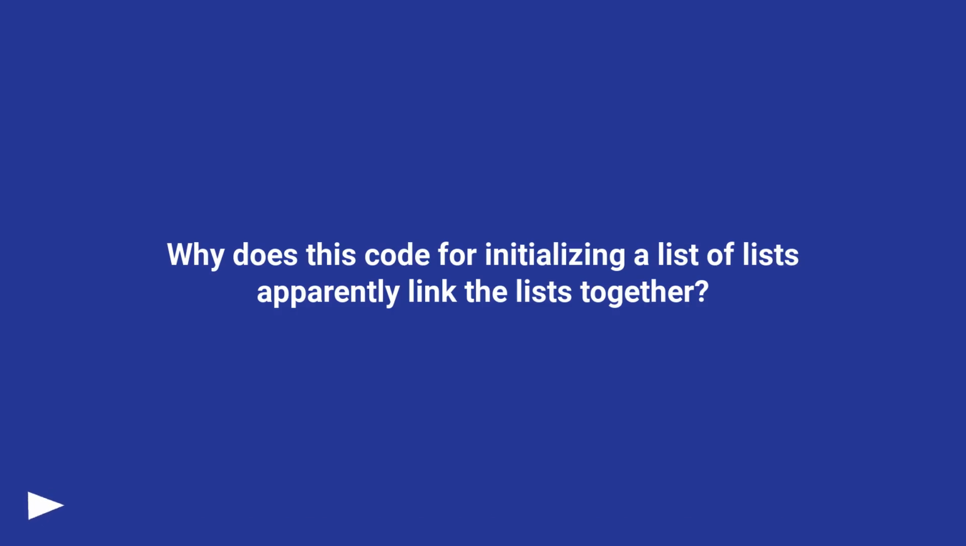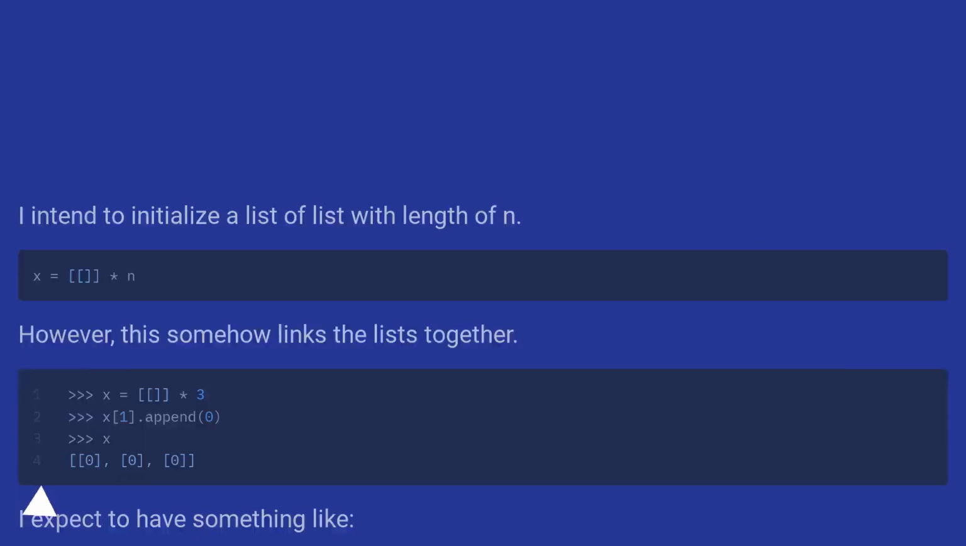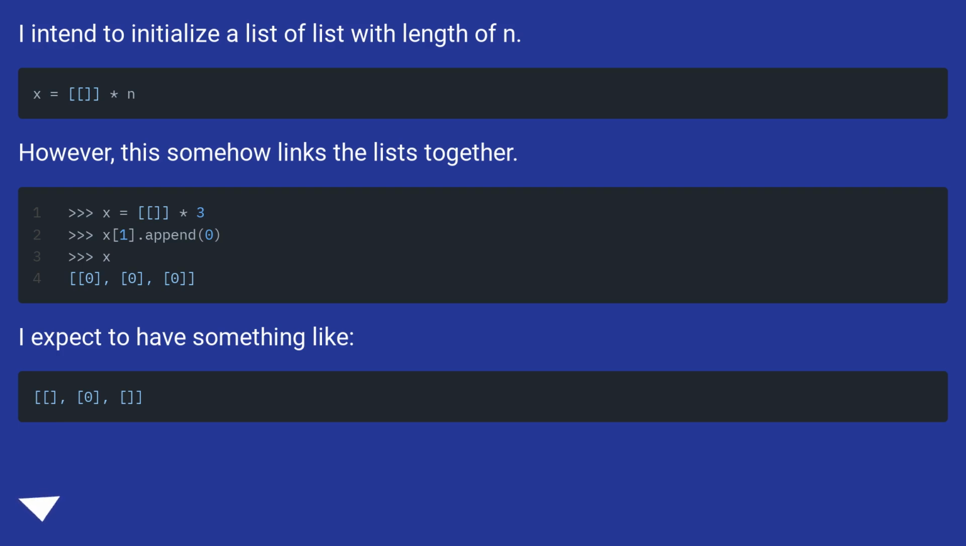Why does this code for initializing a list of lists apparently link the lists together? I intend to initialize a list of lists with length of n. However, this somehow links the lists together. I expect to have something like... Any ideas?